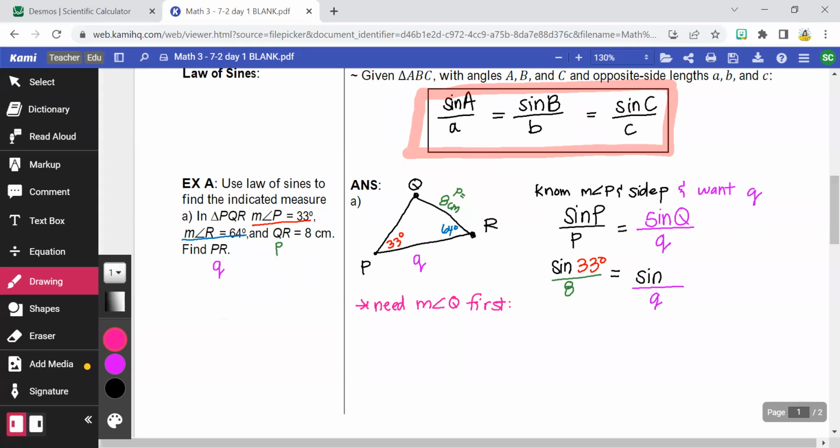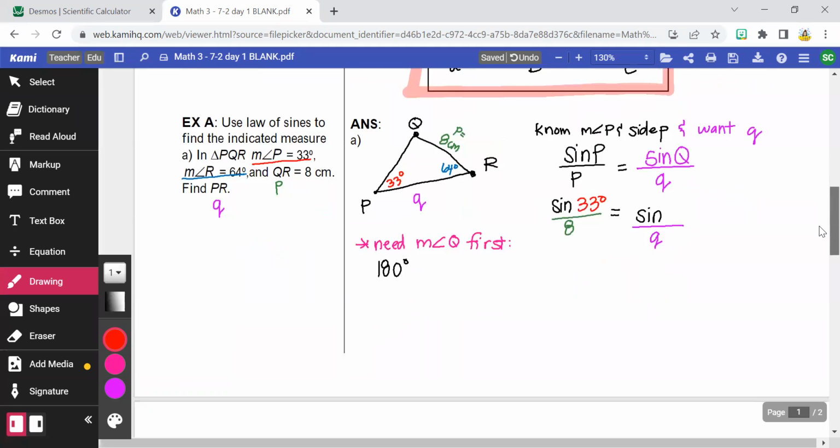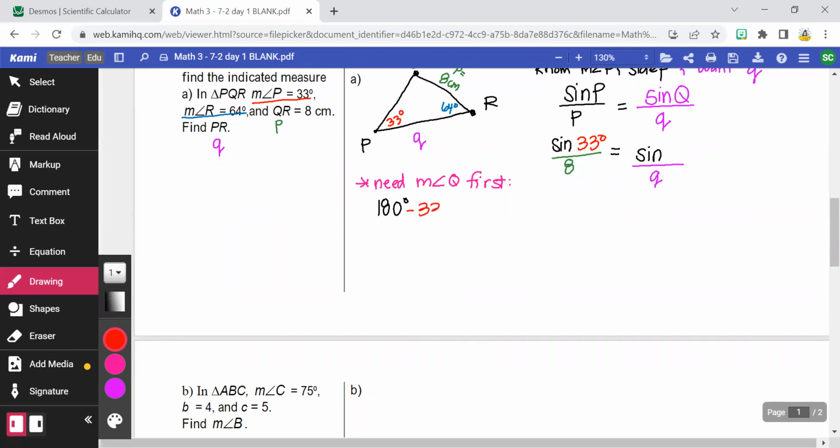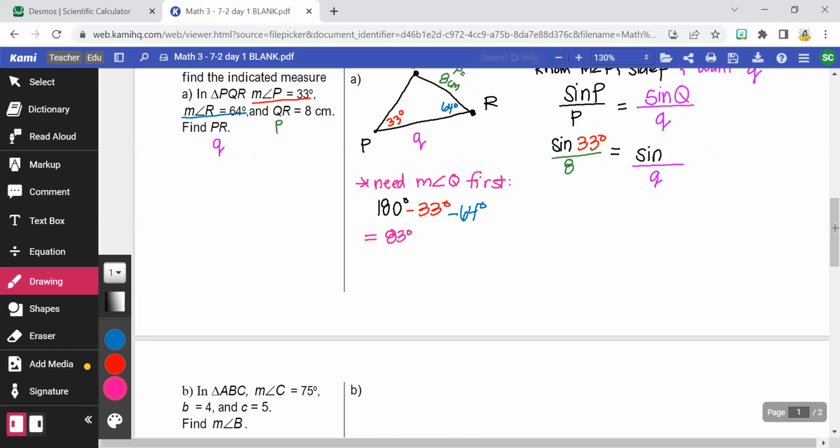And so remember that all the angles in a triangle must add to 180. So we're going to take 180 degrees and we're going to subtract the two angles that we know. So that means that we're going to subtract 33 and we're going to subtract 64. So that means that for measure of angle Q, we get 83 degrees. Okay, so we just found that angle Q is 83 degrees in order to make that a triangle.